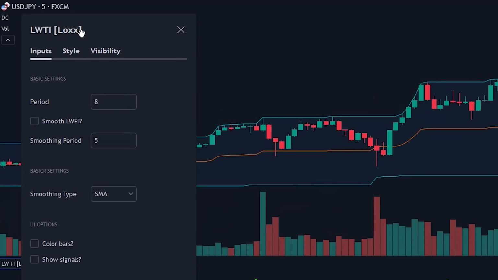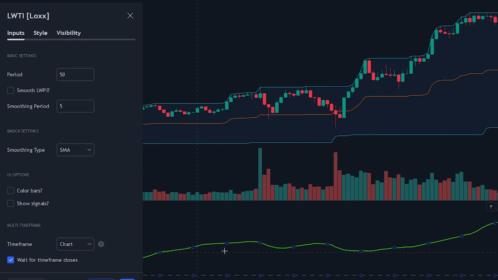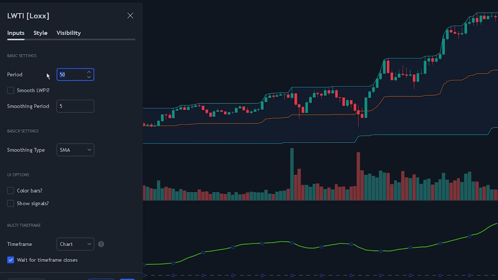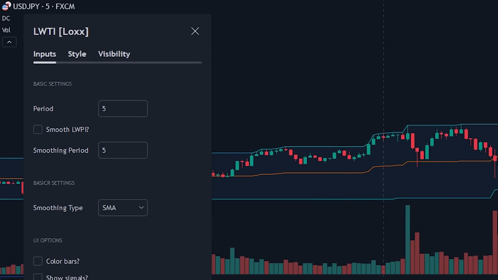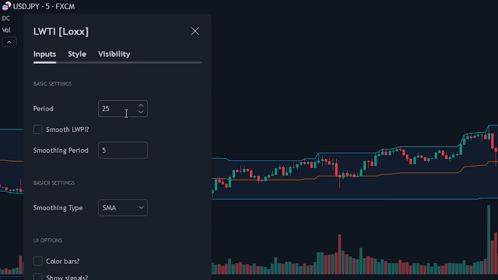The first setting that we can change is the period of the indicator. By increasing the value of the period, we can capture longer-term trends and potential trade signals. As you can see, if we increase the value significantly, a longer-term LWTI line is shown. Conversely, decreasing the period value can make the indicator more sensitive to short-term price movements. Now that we have decreased the value, we can see that this is indeed the case. Since we want to use a value that shows us the midterm trend and filters out counter-trend signals, let's change the value to 25.